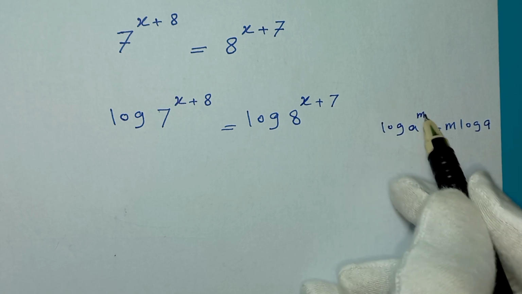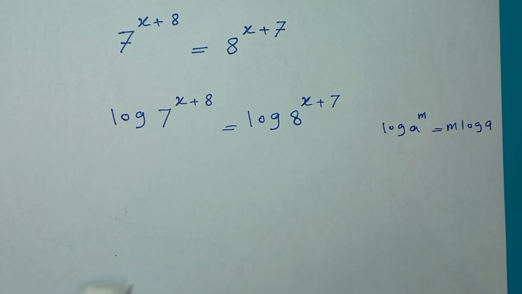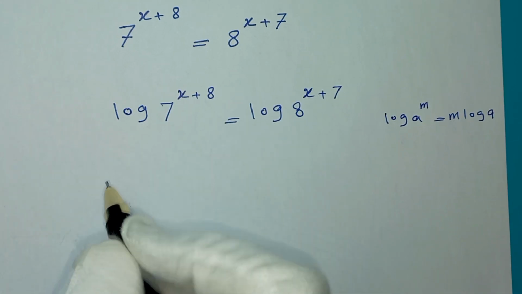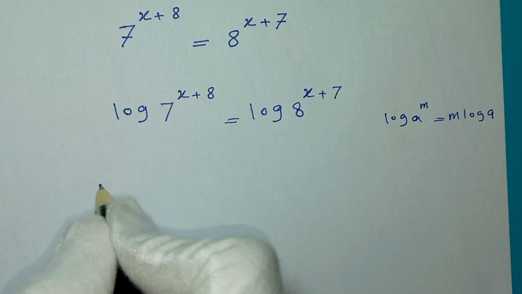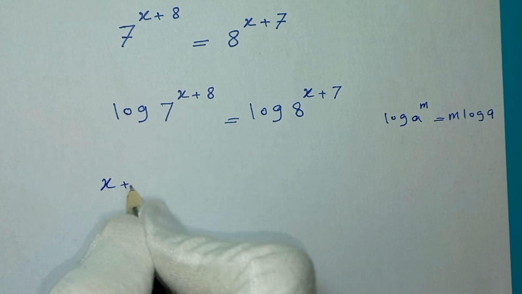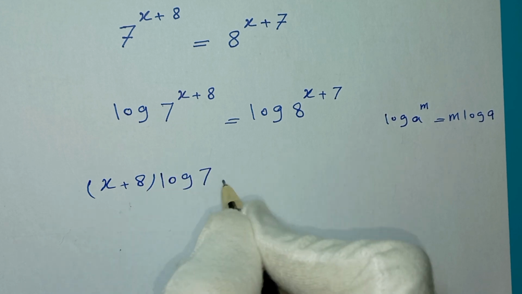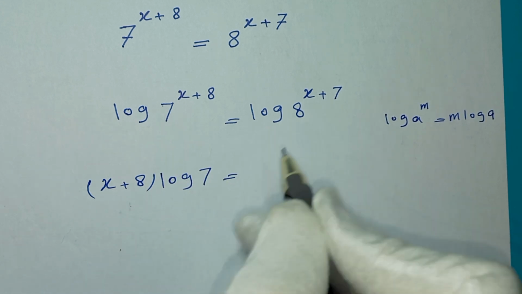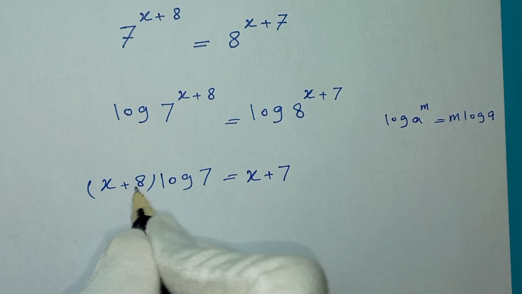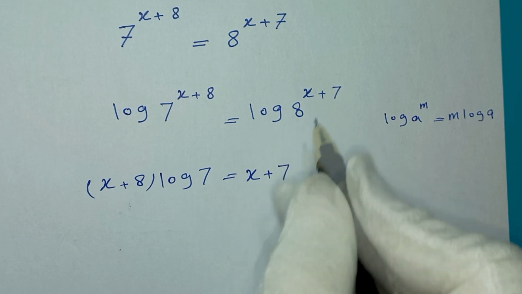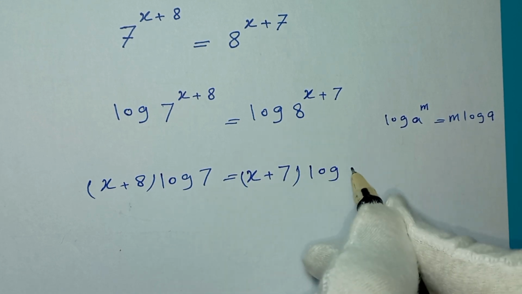We can take this m outside the log, so we can take this power outside the log, and it will be x plus 8 times log of 7 is equal to x plus 7 times log of 8.